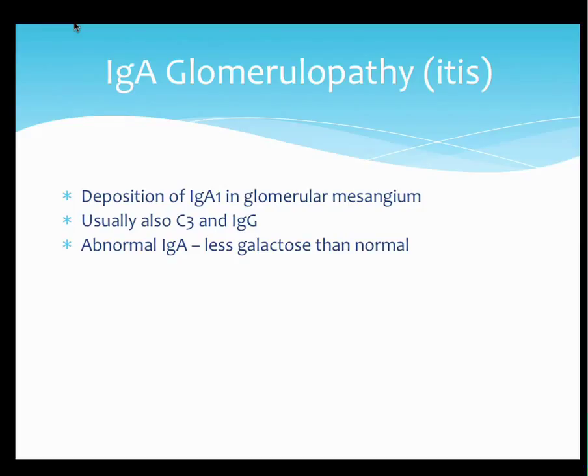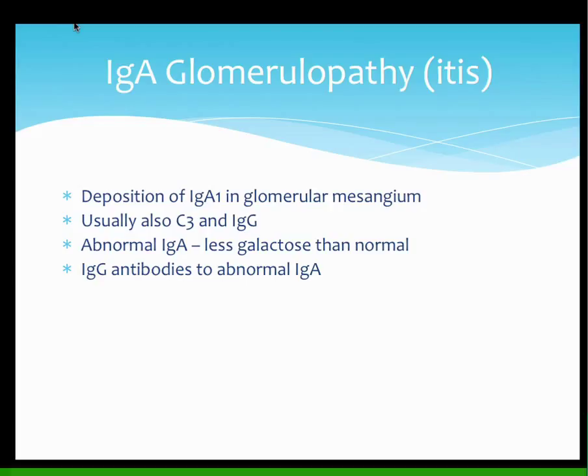We know that the IgA in these patients is abnormal and basically has less galactose in the IgA than a normal IgA molecule. Therefore, this abnormally galactosylated IgA becomes immunogenic, and patients make IgG autoantibodies to the abnormal IgA. Therefore, this is an immune complex autoimmune disease process.